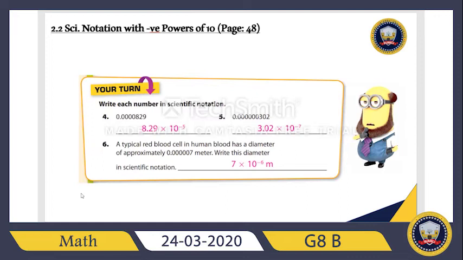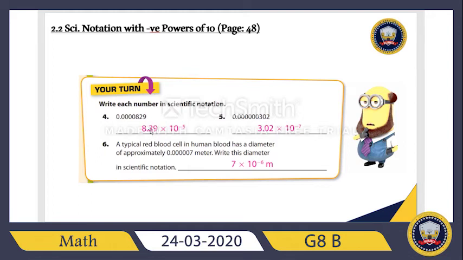Okay, let's have a few examples. 0.00000829. This is in standard form. I need to write it in a scientific form. Very easy. First, the number is less than 1, right? So I need to move my decimal point to the right, and the power of my 10 will be negative. So how many places should I move the decimal point? I will move it until the place between 8 and 2. Why? Because I need to have a number here that is between 1 and 10.